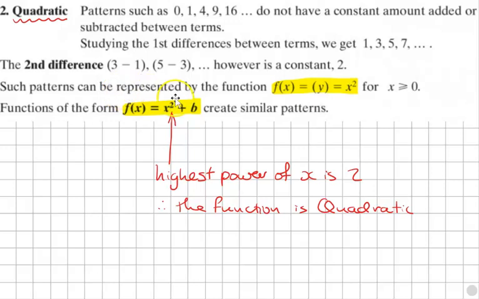Such patterns can be represented by the function f of x equals y equals x squared for x values greater than or equal to 0. Functions of the form f of x equals x squared plus b create similar patterns. So the highest power of x is 2, therefore the function is quadratic. And this plus b can be any value, positive or negative.